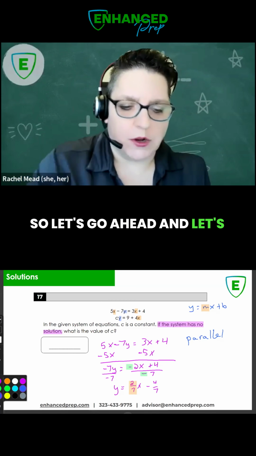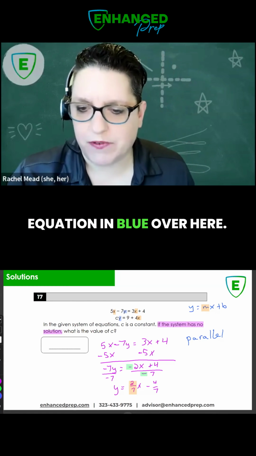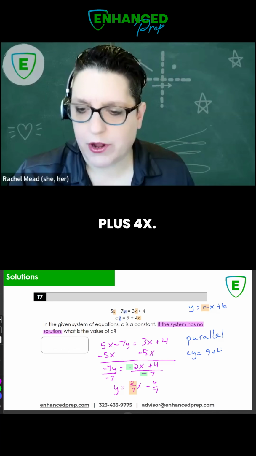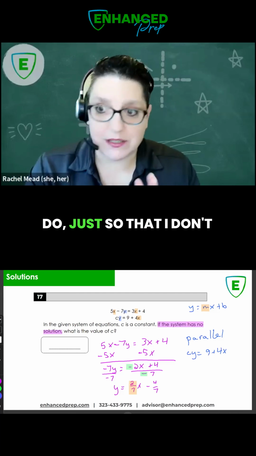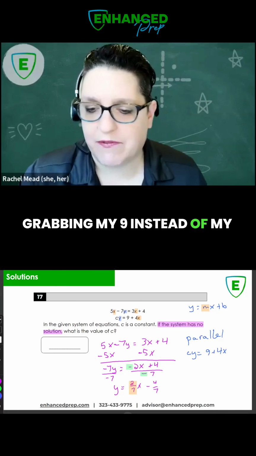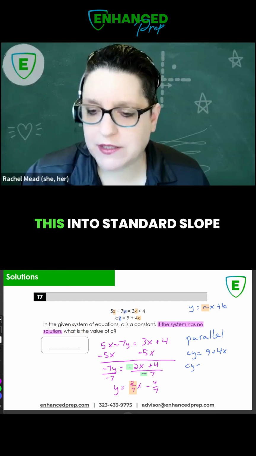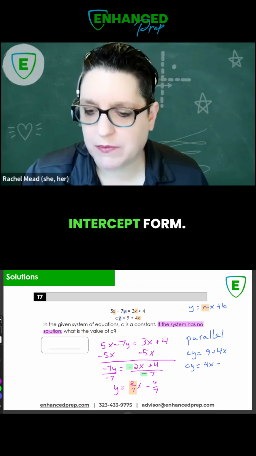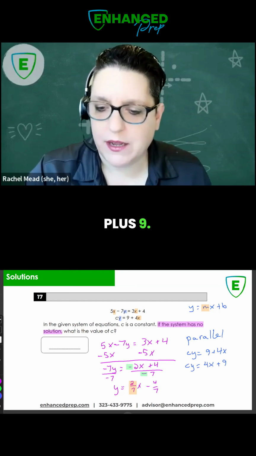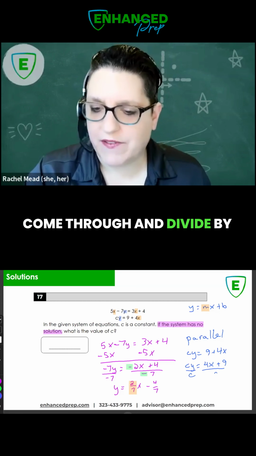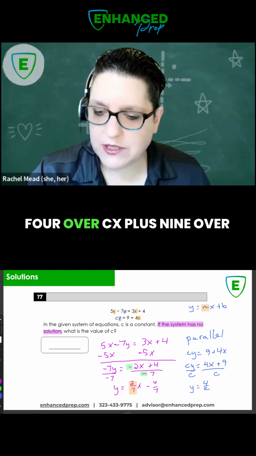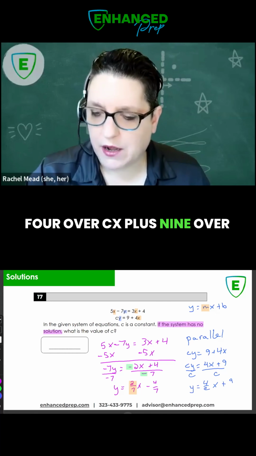So let's work on this second equation in blue over here. We've got cy equals 9 plus 4x. First thing I'm going to do, just so that I don't make a careless mistake of grabbing my 9 instead of my 4, I'm going to rewrite this into slope-intercept form. So we've got cy equals 4x plus 9. And then I would have to divide by c. So I now know that y equals 4 over c x plus 9 over c.